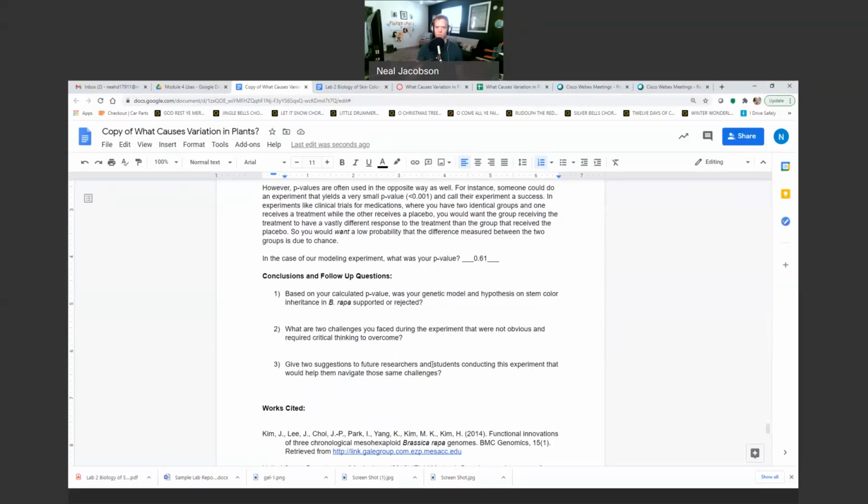Give 2 suggestions to future researchers and students conducting this experiment that would help them navigate those same challenges. Well, number 1 would be make sure that your plants get plenty of artificial light, because when they were exposed to just regular indirect sunlight, their stems got too long, they fell over and they died. That was not good.